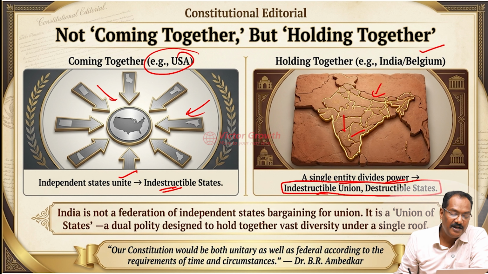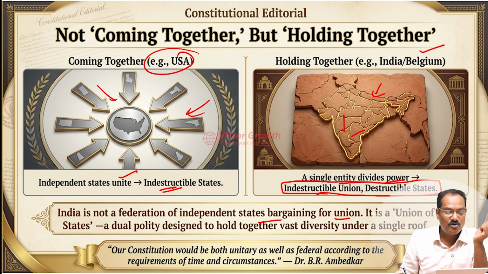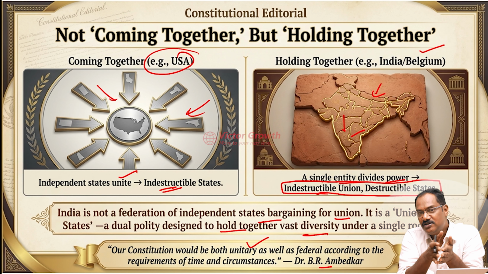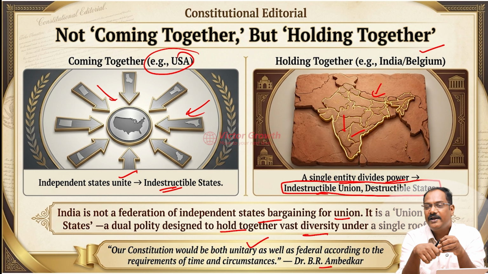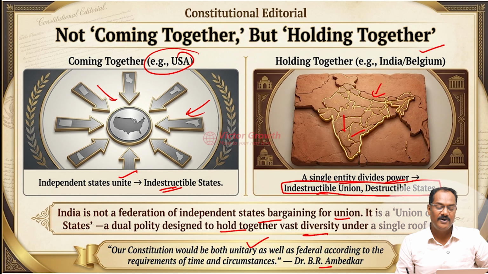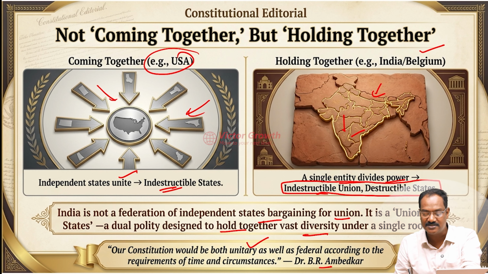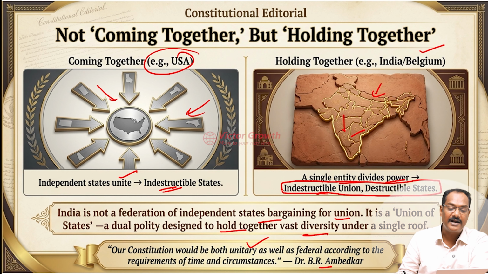India is not a federation of independent states. It is bargaining for union. As per Ambedkar himself, the constitution is both federal and unitary. Unitary is the opposite of federalism. Federalism means division of power between the central government and the state government, two types of government. But unitary means only one single government. For example, the UK is unitary. After the central government, you don't have any states, only counties and districts. Sri Lanka is also to some extent unitary. So Ambedkar himself said that India will have both unitary character as well as federal character. According to the time and circumstances, it may change. We'll discuss that.